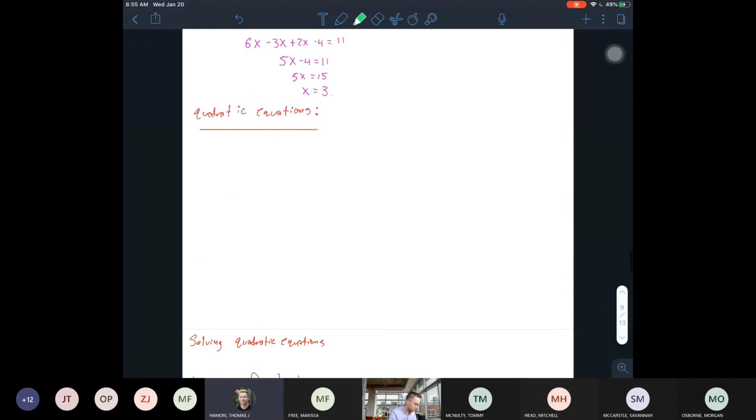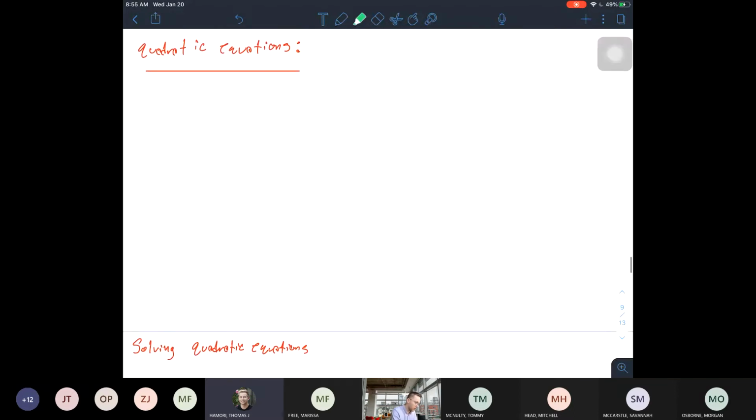Okay, so that's a linear equation. So we can step up the difficulty a little bit with the quadratic equation. Quadratic equations are equations that have the form ax squared plus bx plus c equals 0, where a, b, c are real numbers and a is not equal to 0.